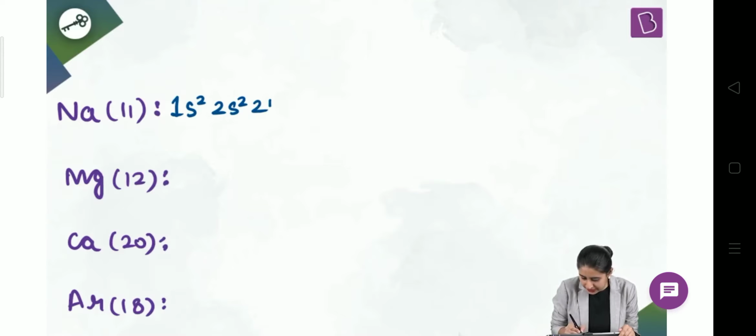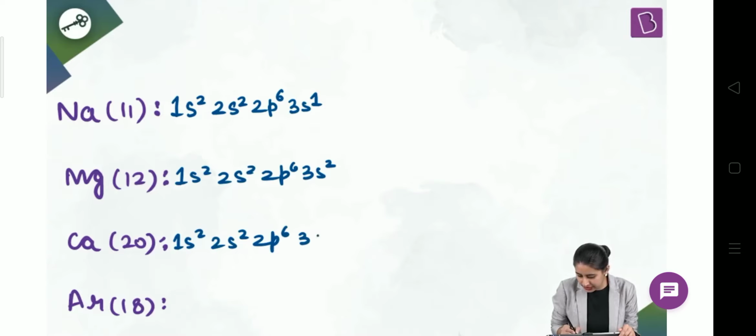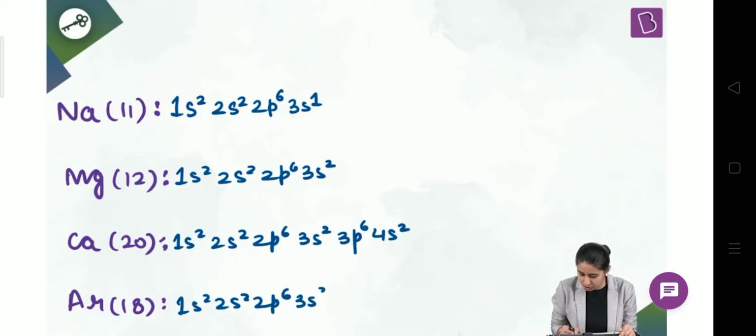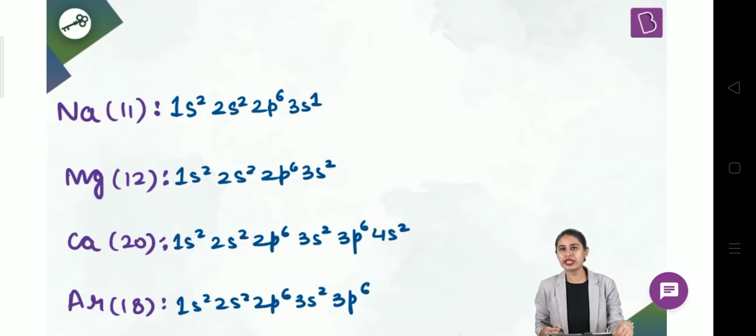1s2, 2s2, 2p6, 3s1. 1s2, 2s2, 2p6, 3s2. 1s2, 2s2, 2p6, 3s2, 3p6, 4s2. 1s2, 2s2, 2p6, 3s2, 3p6. Clearly, you can see many stable electronic configurations with fully filled orbitals, but yet argon is going to exceed anybody else because it's a noble gas. The highest first ionization energy will be of argon as an element.